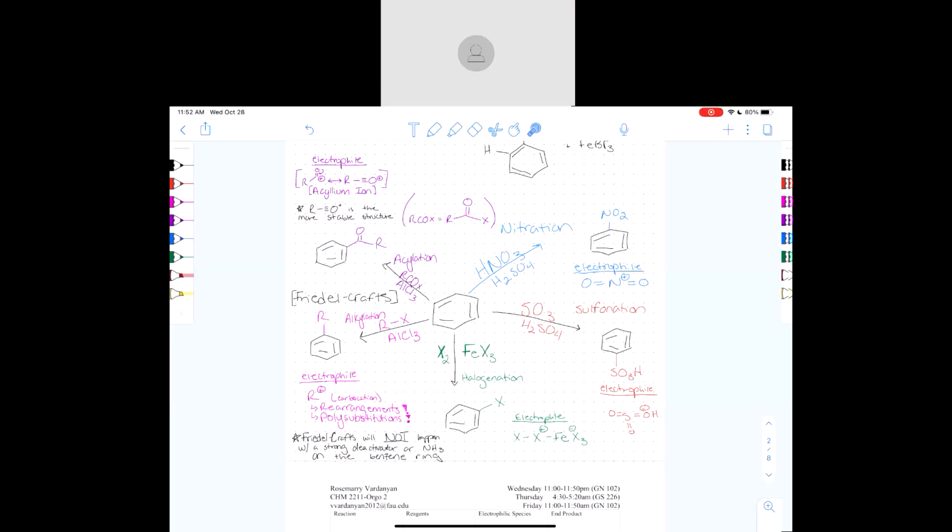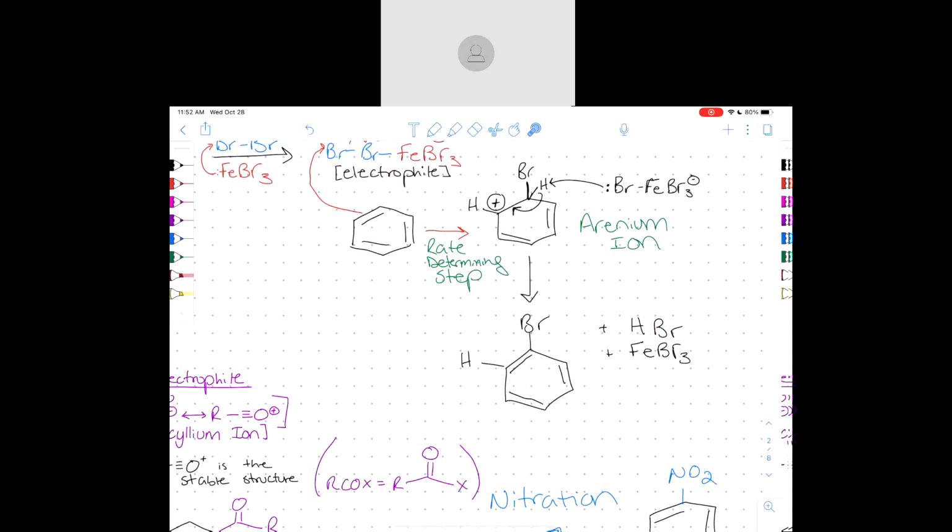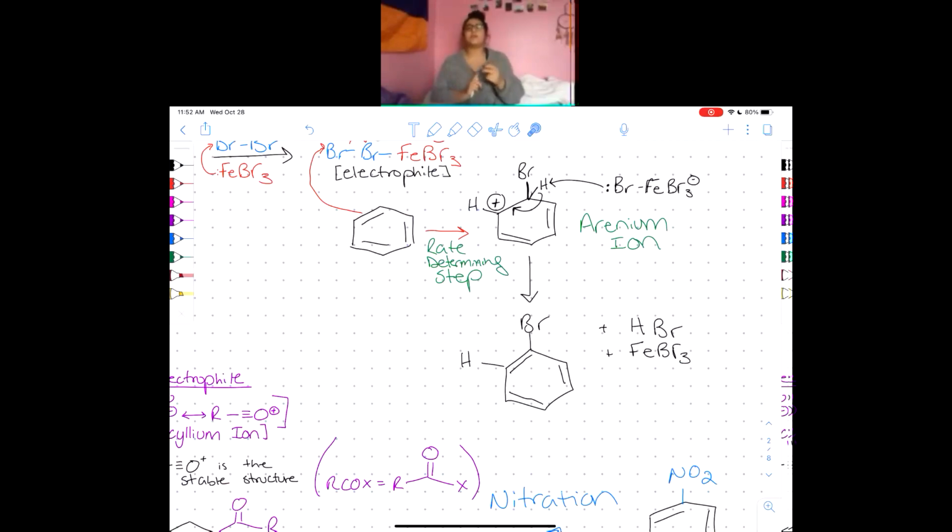Yes. Is the addition step the rate determining step or the arenium ion? I'm sorry, say that one more time. Is the addition step the rate determining step, or is it when you make the arenium ion? Both. So this step right here is the addition step. It's also the rate determining step, and it's also the formation of the arenium ion.